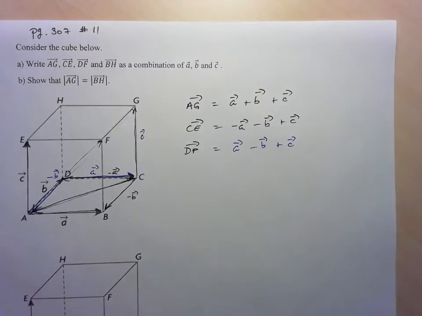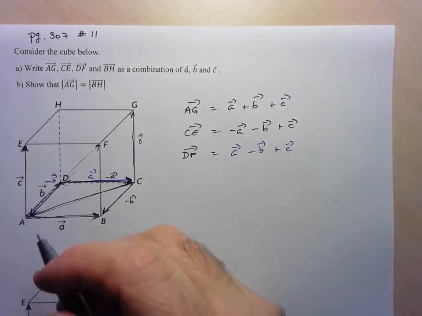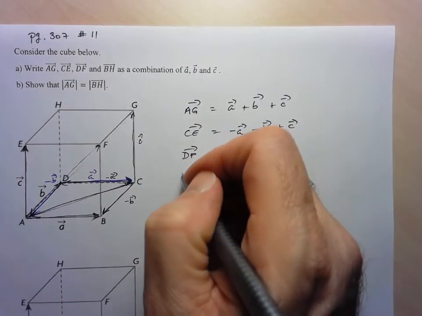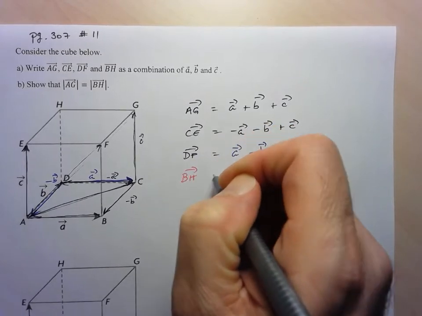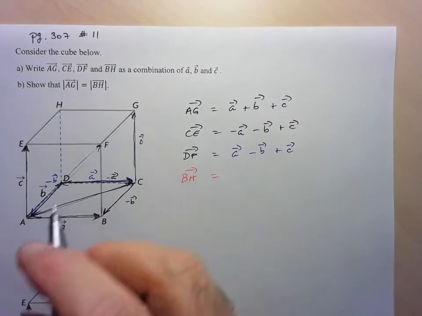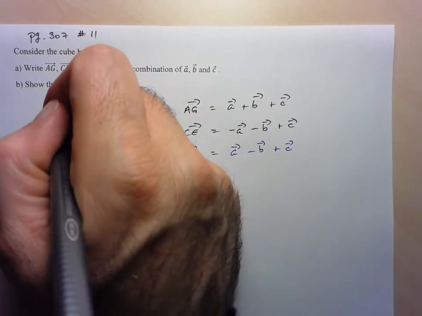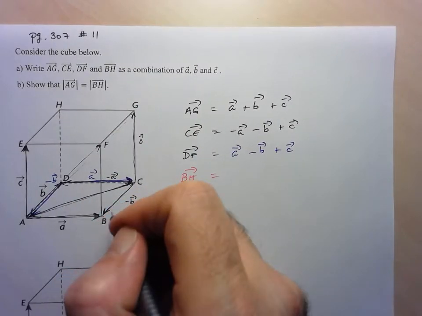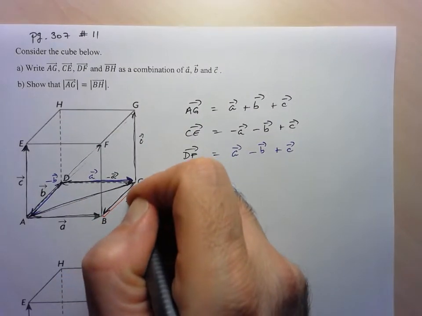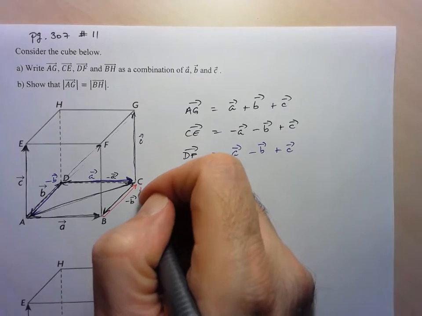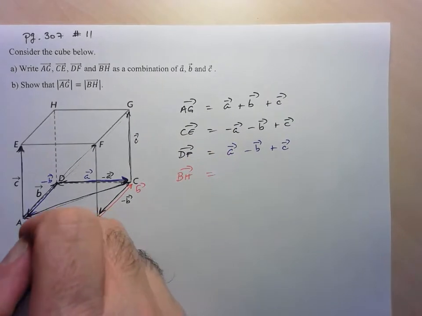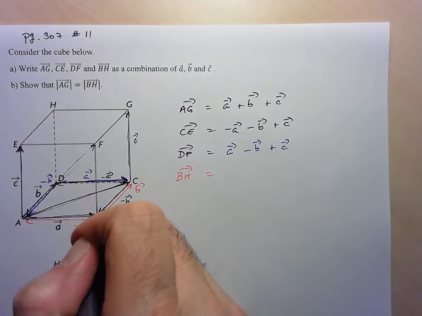Let's do the last one here. I printed out another cube for this one because I figured this was going to get messy. So now we have to do BH. BH goes from here to there. So we'll start from B. I'm going to need this vector here, which is just B. I'm going to need this vector here, which is negative A.